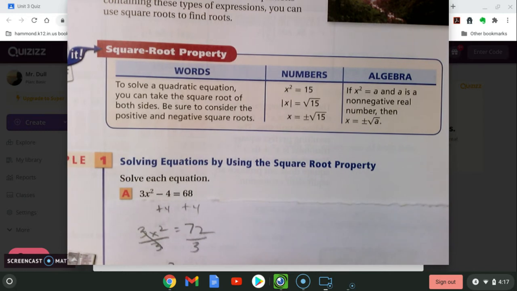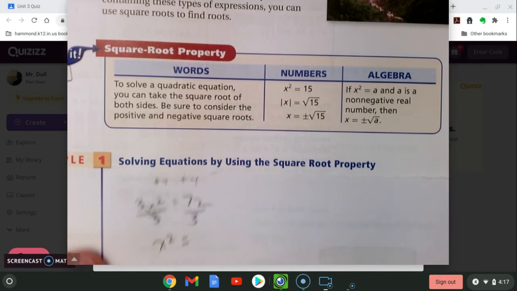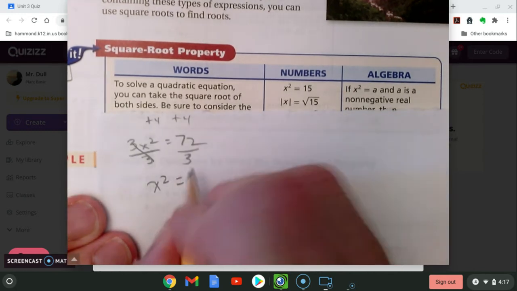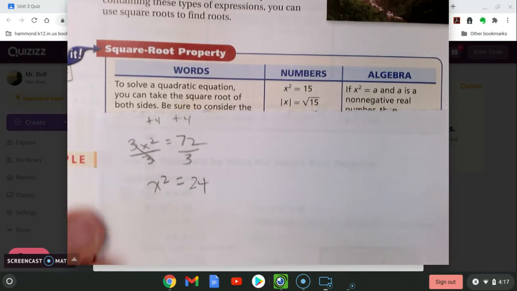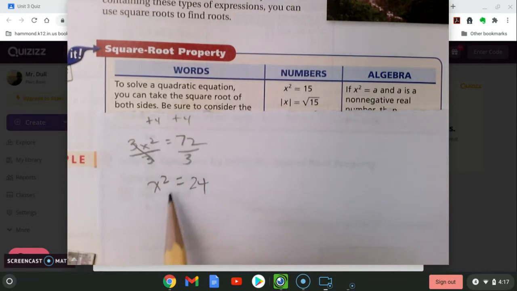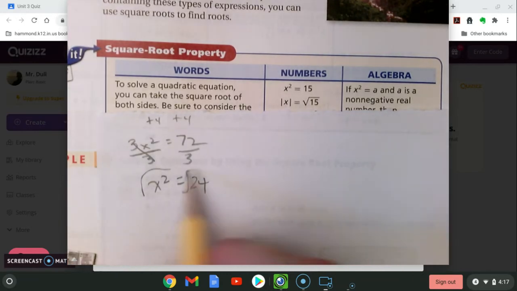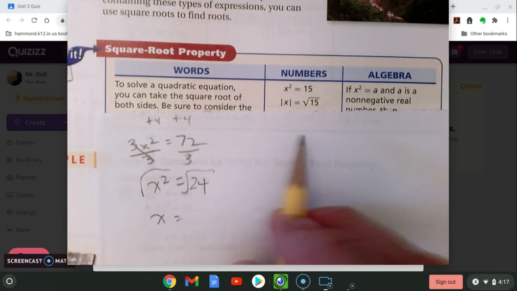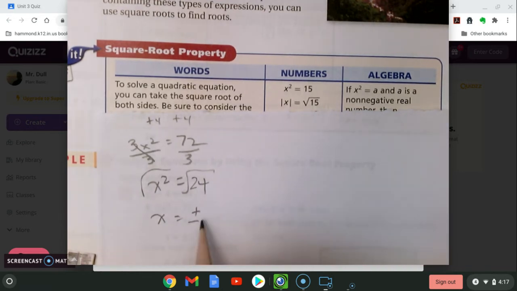So I have x squared equals 72 divided by 3, which is 24. All right, well, what did we do up here? We took the square root of both sides, right? So the square root of x squared I know is x. This is going to be positive and negative root, so plus minus square root 24.